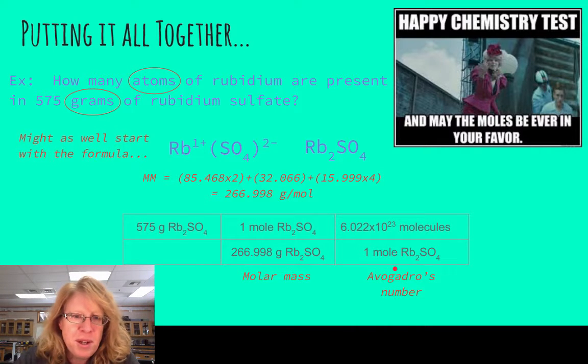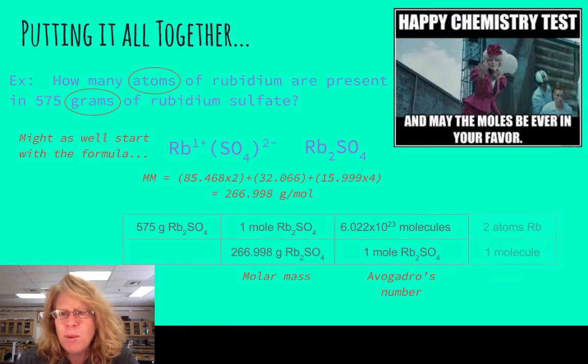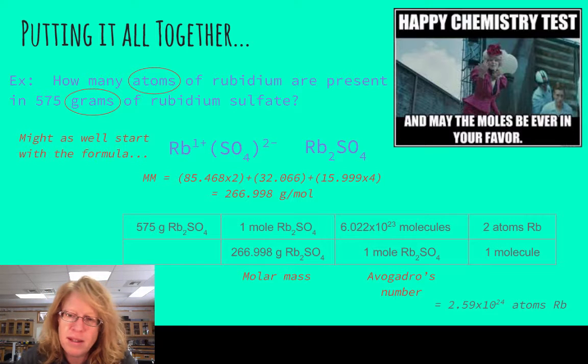But if you look at the original question, it asks you about atoms of rubidium. So how do I do that part? Well, there's one more step. How many atoms of rubidium are in each molecule of rubidium sulfate? Well, there's 2. 1 molecule of rubidium sulfate has 2 atoms of rubidium in it, so there's my last little piece right there. And I can do this all as one giant calculation problem. By the time I enter it all in and round it to sig figs, my final answer is 2.59 times 10 to the 24th atoms of rubidium.